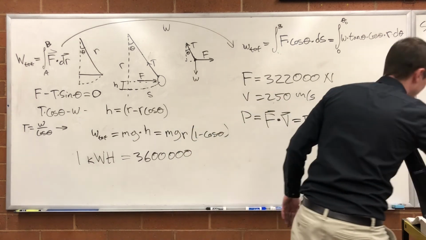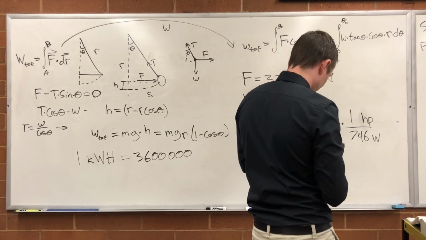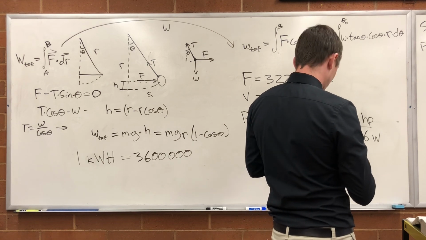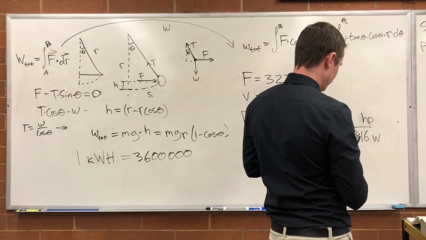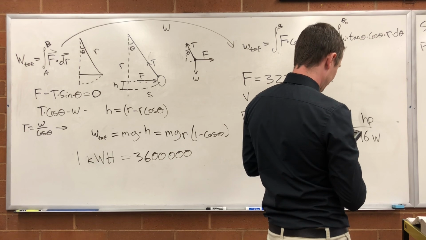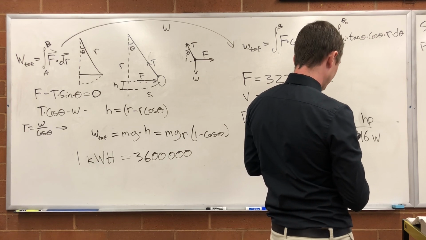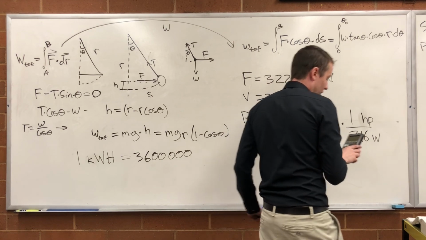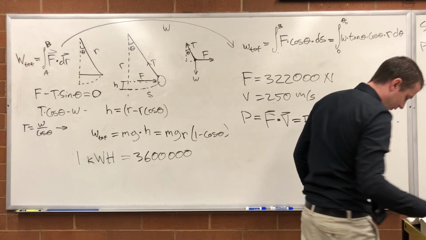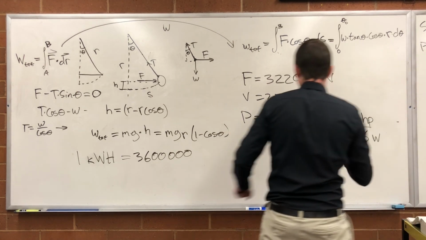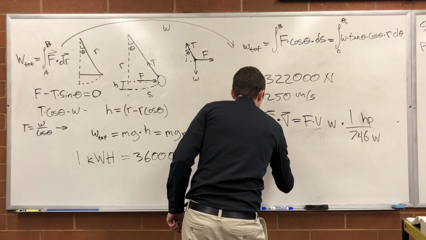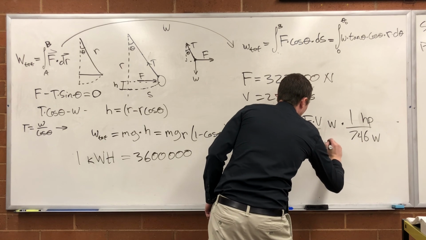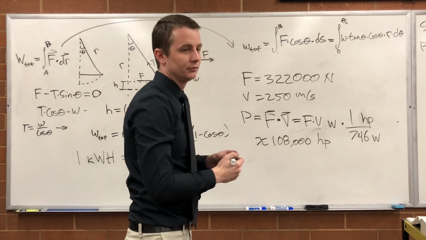Yep. So we take our lovely calculator, 322,123 times 250 is equal to whatever. That divided by 746 gives me roughly 108,000 horsepower. It's a lot of horsepower.